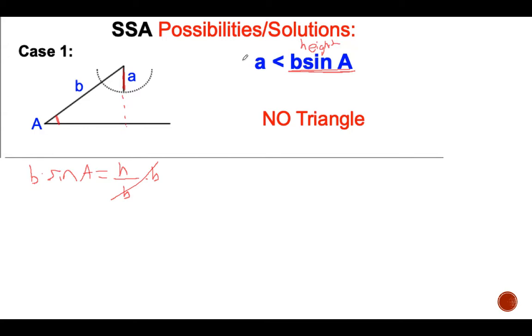So what we have to do to determine how many cases there are is compare this side length over here to the height of our triangle. Okay? And so if it's smaller than the height, which obviously from the picture it is, then there's no triangle. There's no triangle that can be formed.